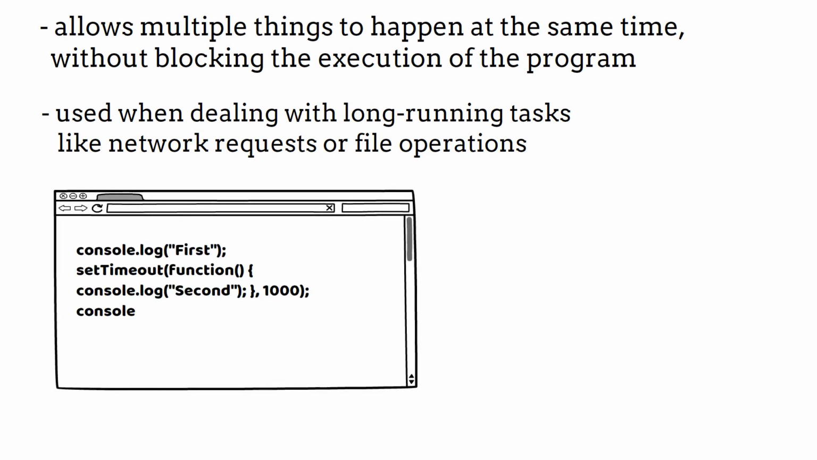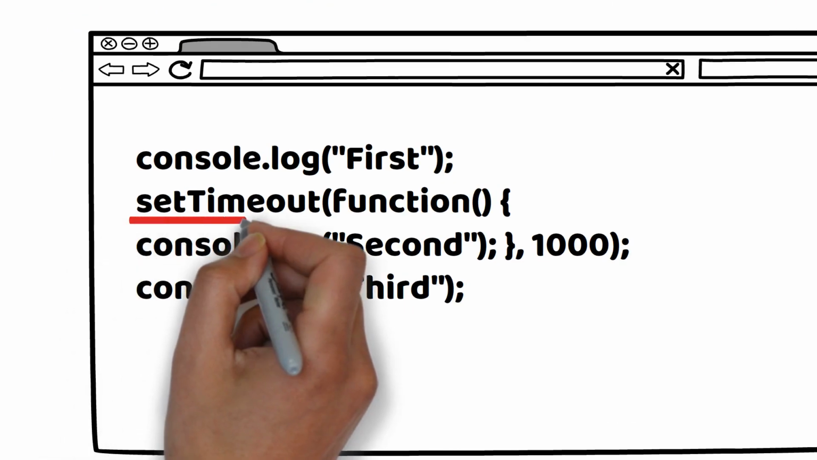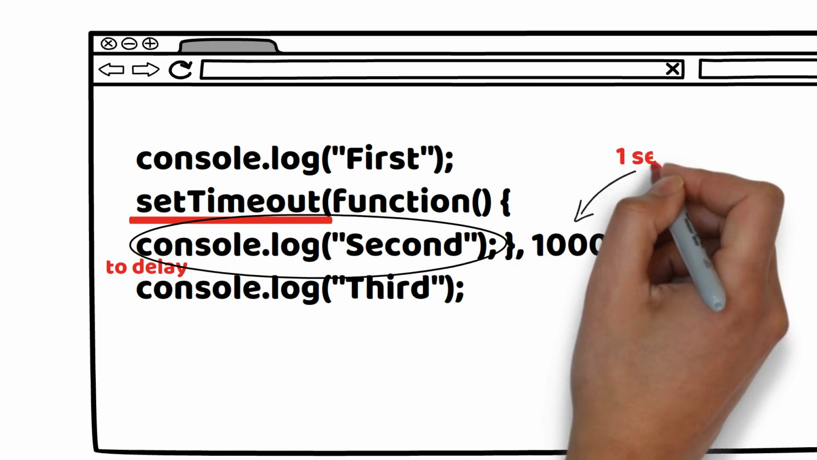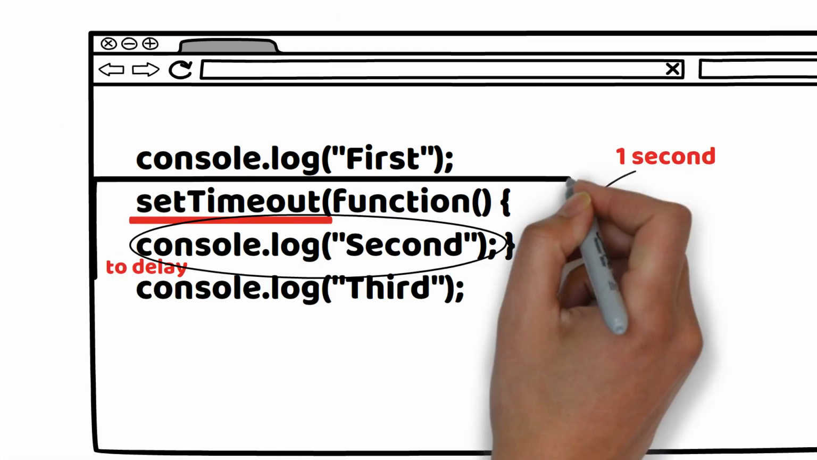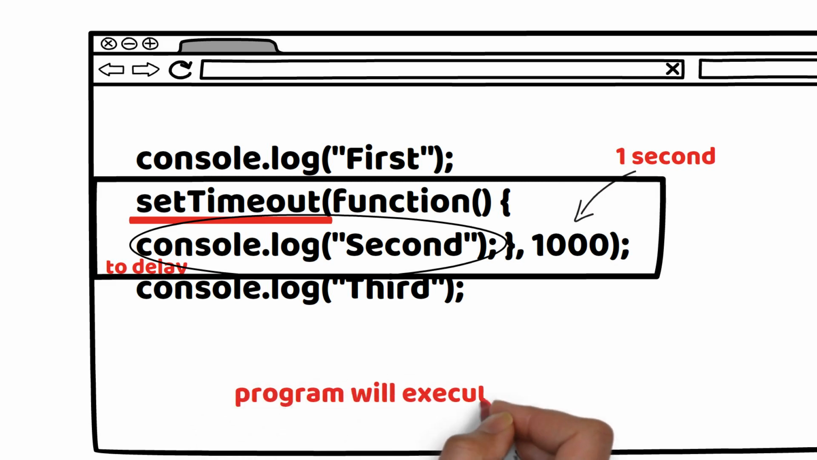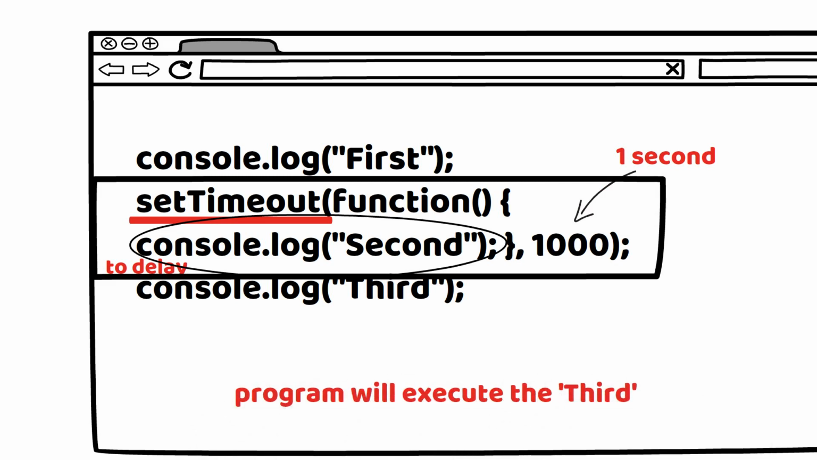In this example, we have used the setTimeout function to delay the execution of the second console log statement by 1 second. So while we wait for the setTimeout function to complete, the program will continue to execute the next statement, which is the third console log statement.